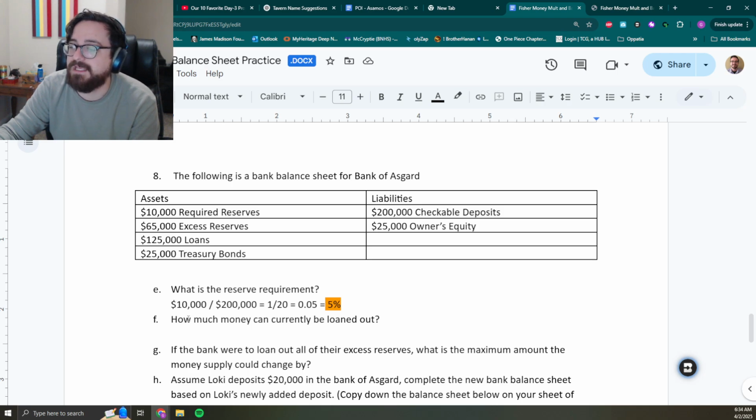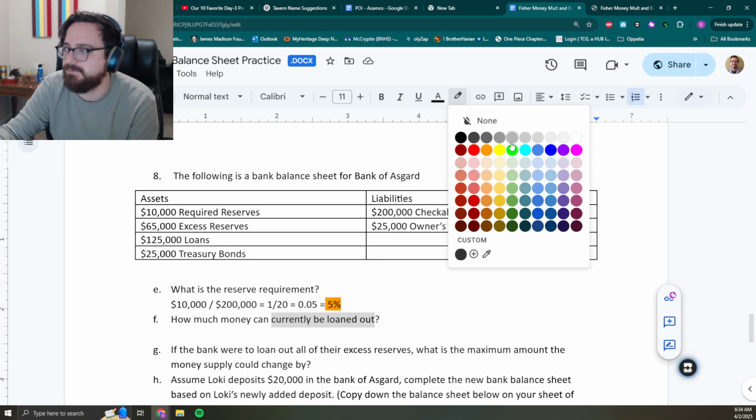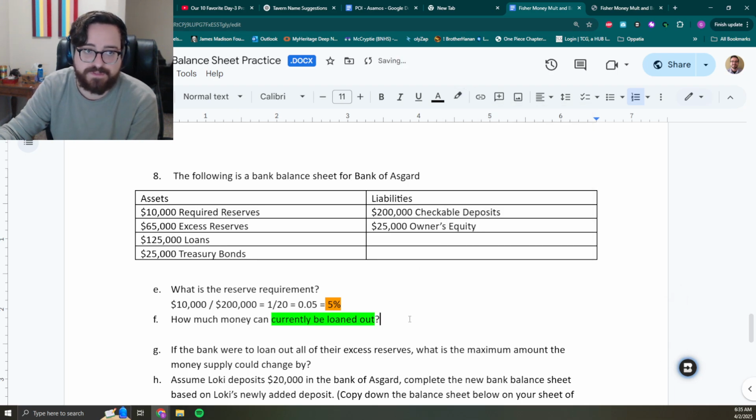Okay, how much money can currently be loaned out? Hello, key phrase. How much money can currently be loaned out? Okay, pause, see if you can figure this one out. This is not really a math problem.